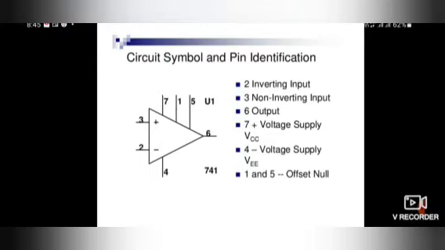The circuit symbol and pin identification of the operational amplifier. Pins 2 and 3 are the input signals. 2 is the inverting input, that is negative, and 3 is the non-inverting input, that is positive, and 6 is the output signal. 7 is the plus VCC, that is the voltage supply, and 4 is the minus VEE, that is also a voltage supply. 1 and 5 are offset null.